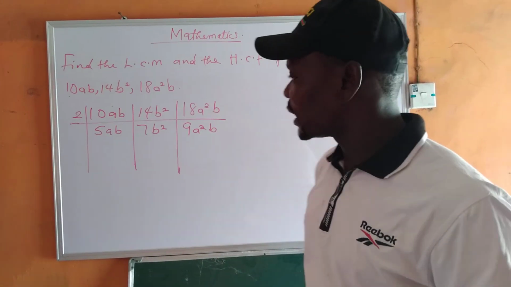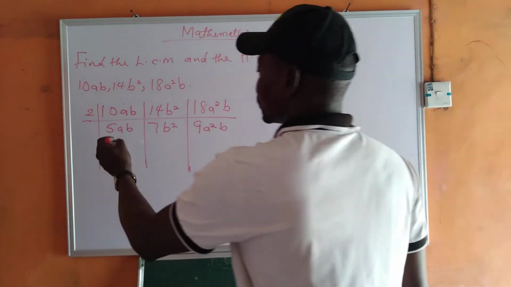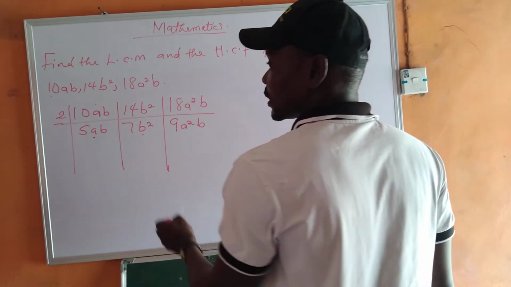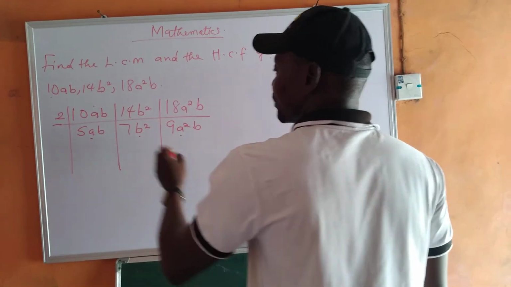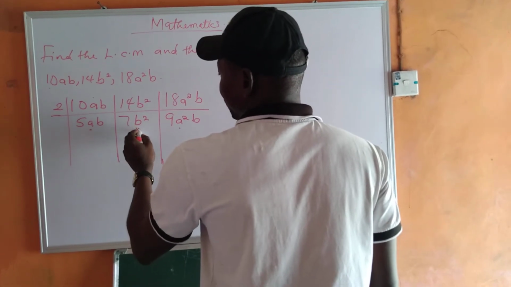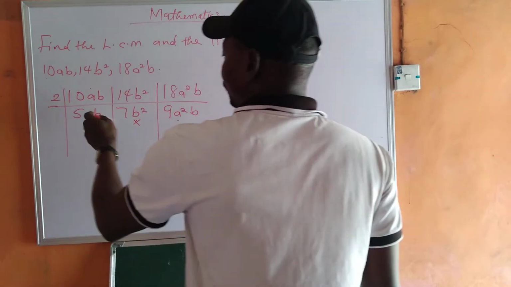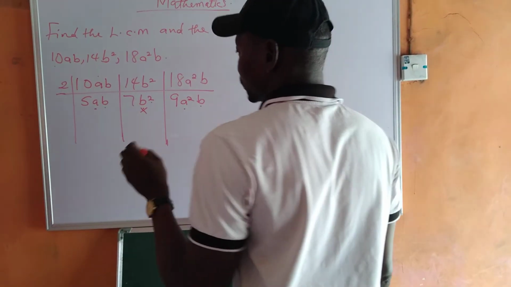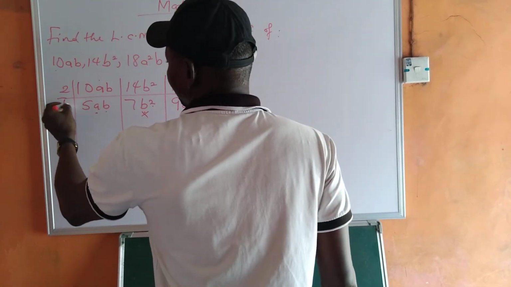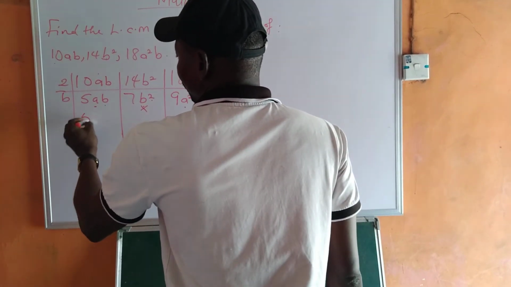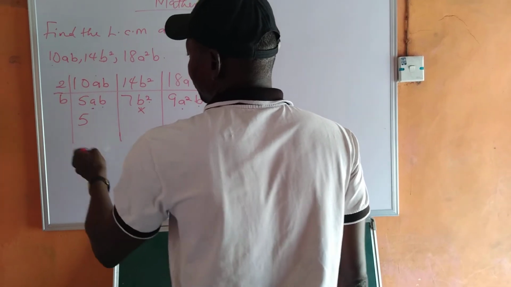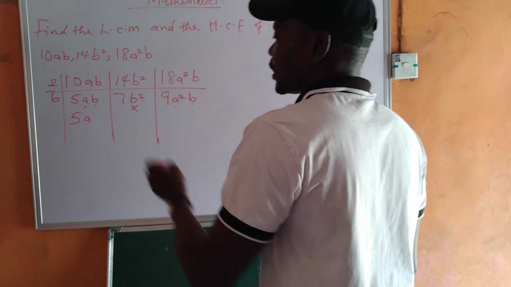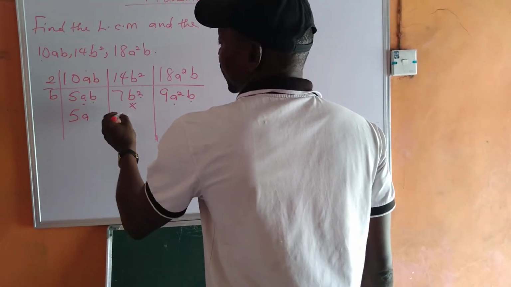So now let's look at the letters. We can see that we have a here, but there is no a here. So we cannot use a, because a is absent in this place. So let's consider the b. We have b here, we have b here, we have b here. So that means we can use b. So we now divide by b: 5ab divided by b, we have 5a. Then 7b squared divided by b, we have 7b.